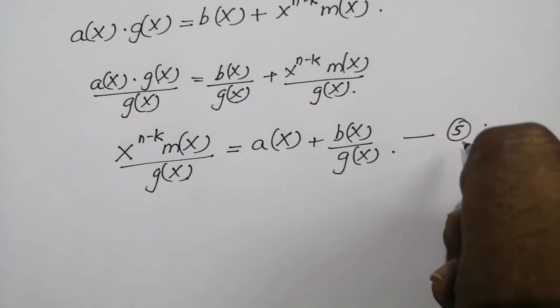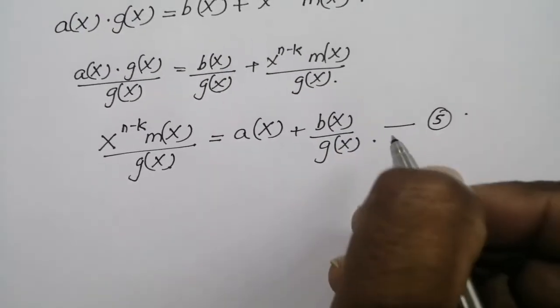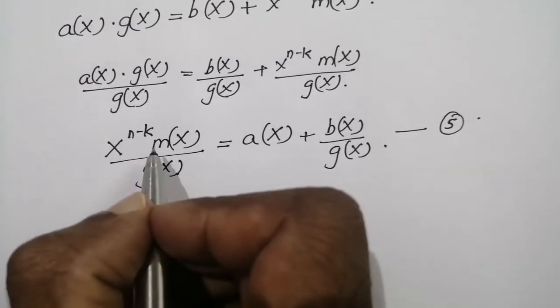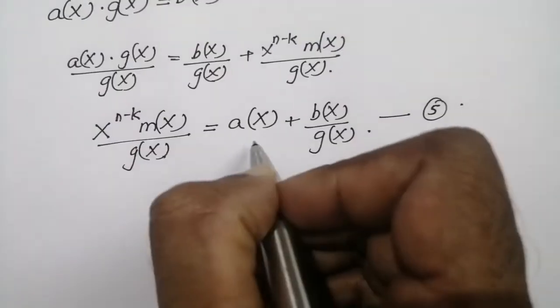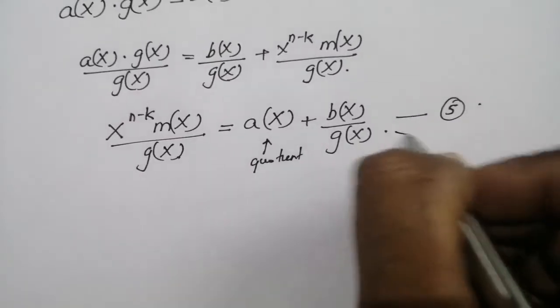Equation 5 states that the polynomial b of x is the remainder term obtained if you divide x raised to n minus k into m of x by the generator polynomial g of x. And a of x will be the quotient, and b of x will be the remainder.